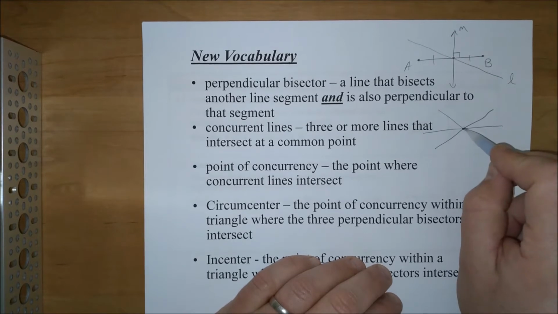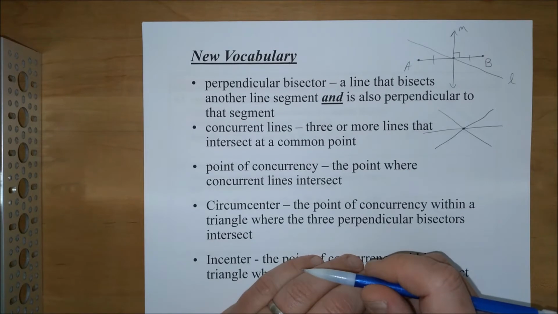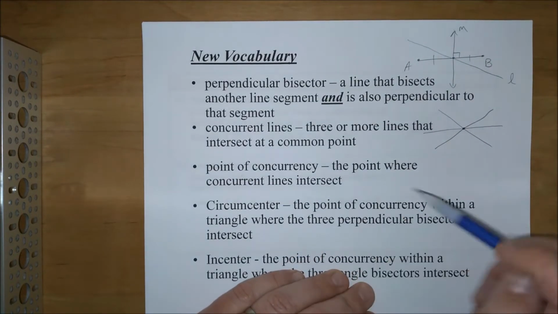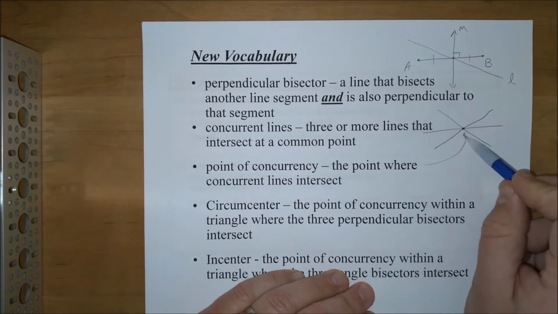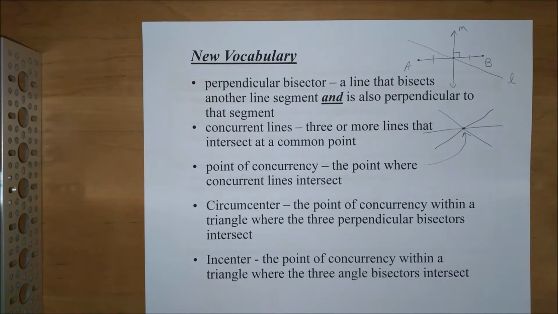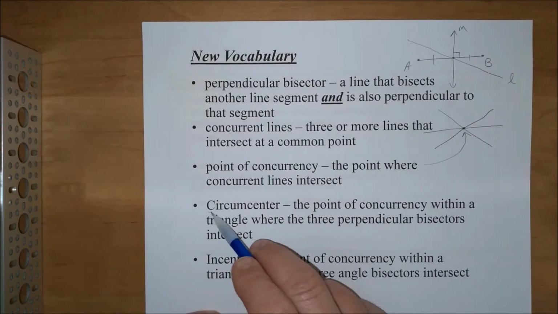It can be three or more lines, as long as they intersect at a common point. And that common point, as you might imagine, is what we call the point of concurrency. So that is a significant point where concurrent lines intersect. We're going to talk about two of these types of points of concurrency in triangles in this lesson. The first one is the circumcenter.